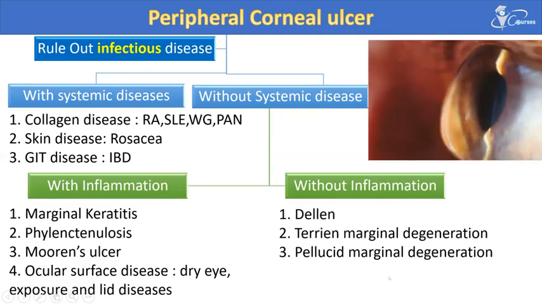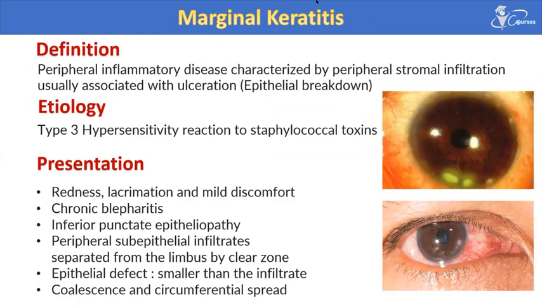So what are these entities? This is what we are going to cover in the rest of the lecture. Let's start first with marginal keratitis. What is marginal keratitis? As we mentioned, we are talking now about peripheral corneal disease. It is a peripheral inflammatory corneal disease characterized by peripheral stromal infiltration, sometimes with overlying epithelial breakdown, with ulceration of the epithelium.